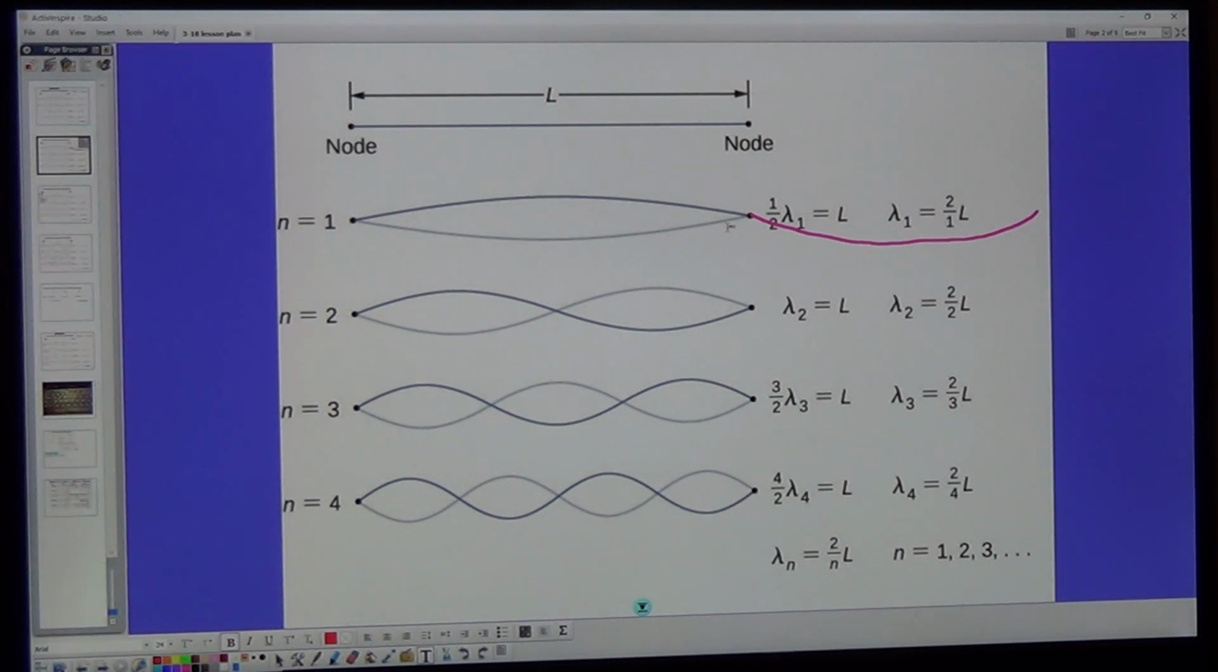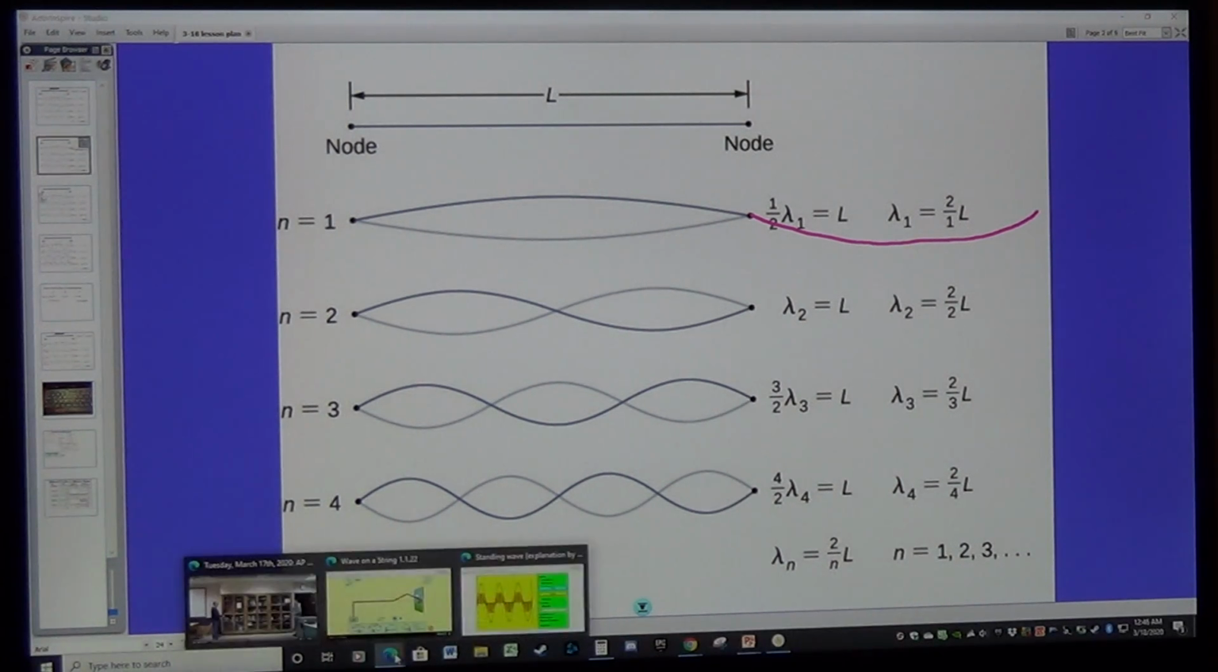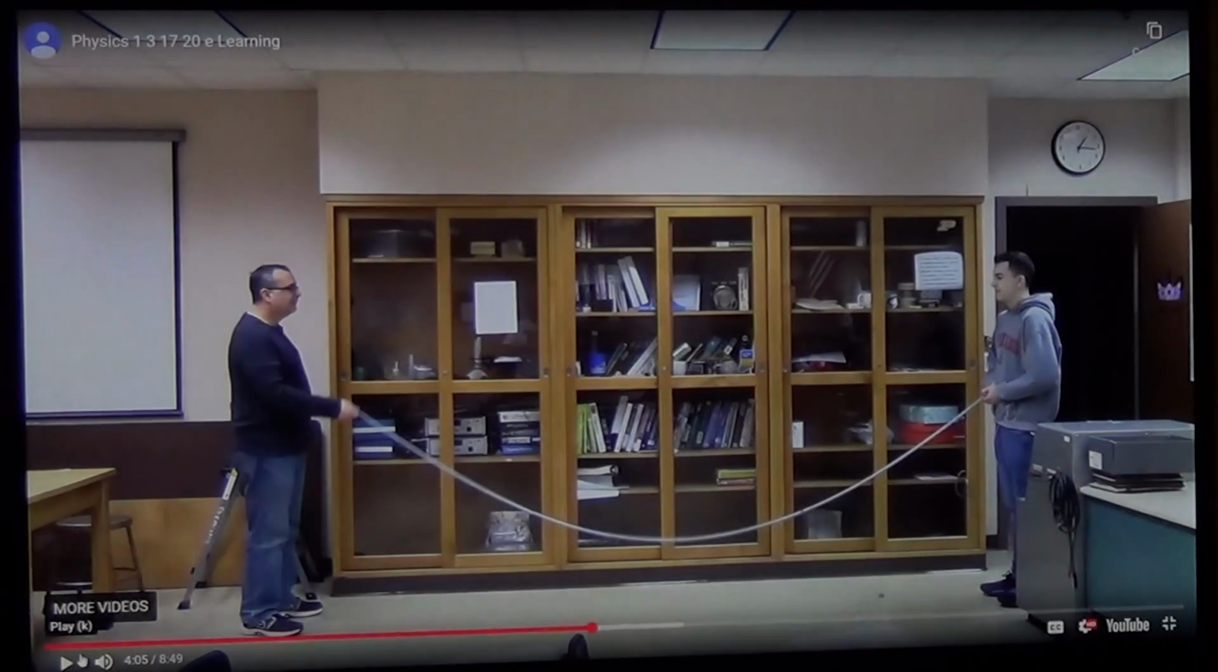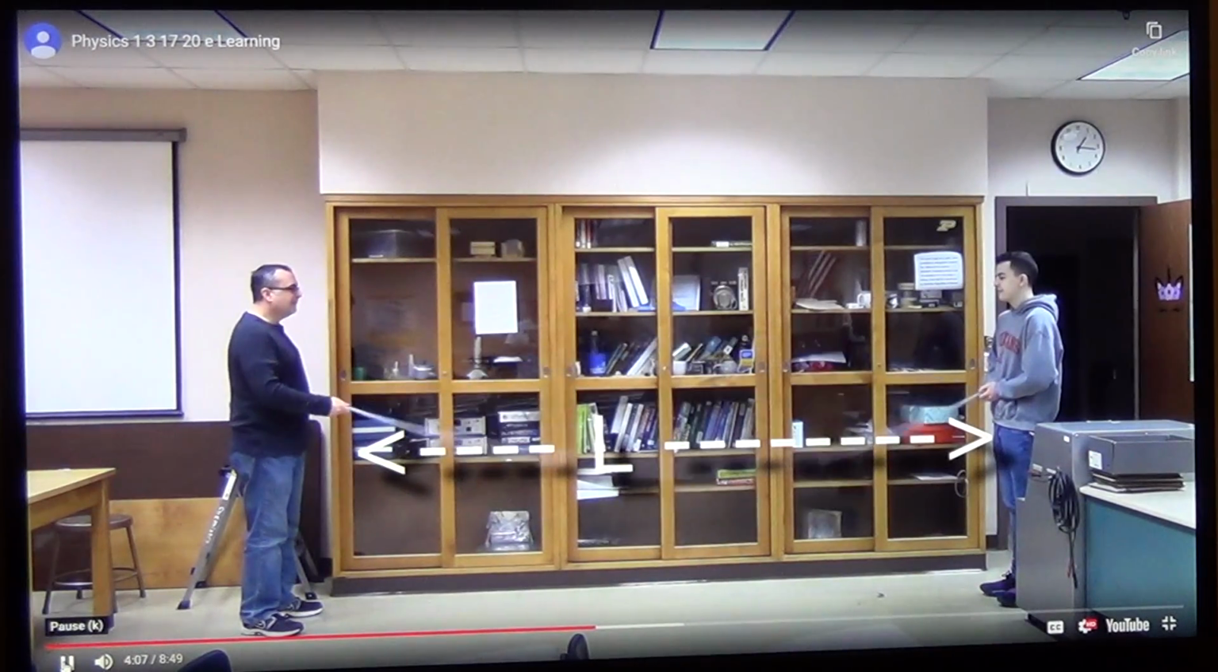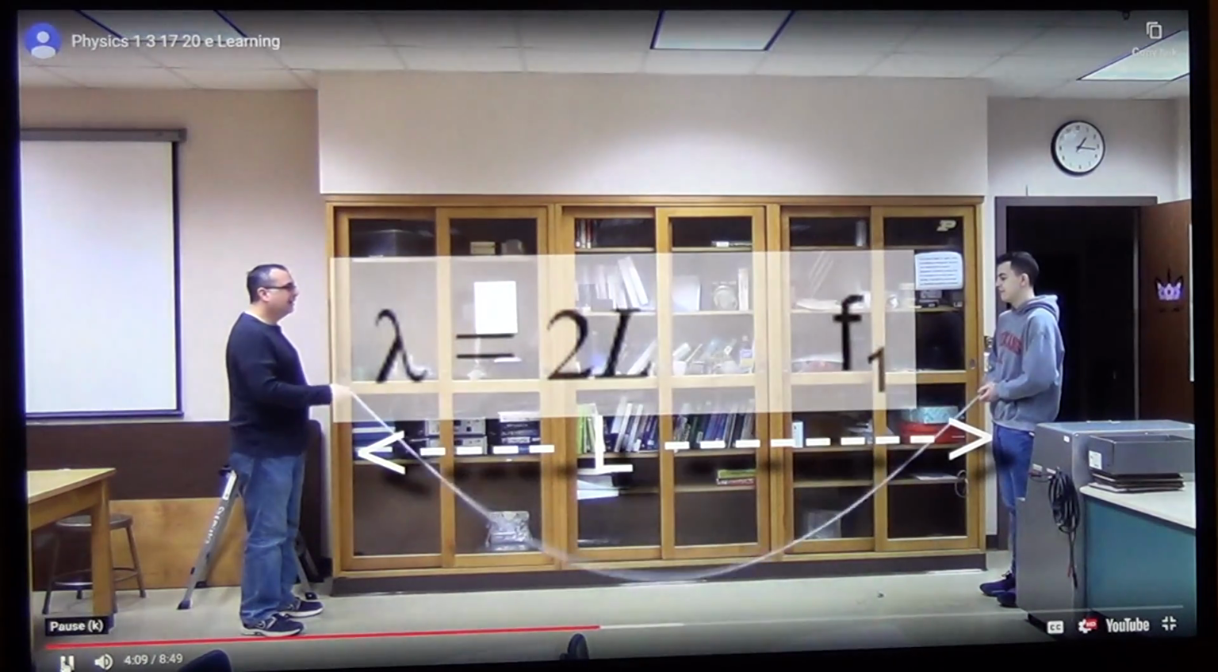Now what happens if you start doubling, tripling, quadrupling the frequencies? We have a quick little video there. And so what you see here is, this is the very first harmonic. This is the very lowest frequency that you can set up a standing wave. And so you see how it's just going up and down, up and down.